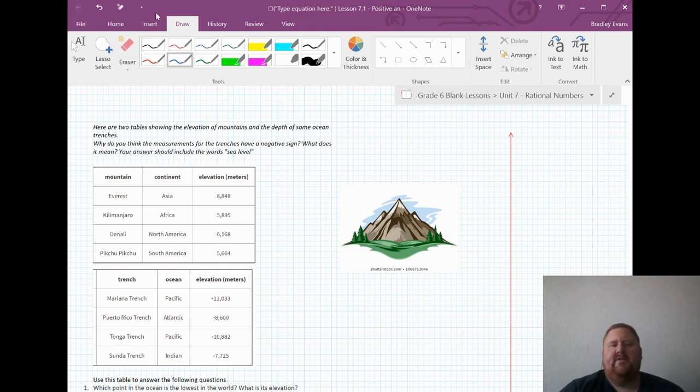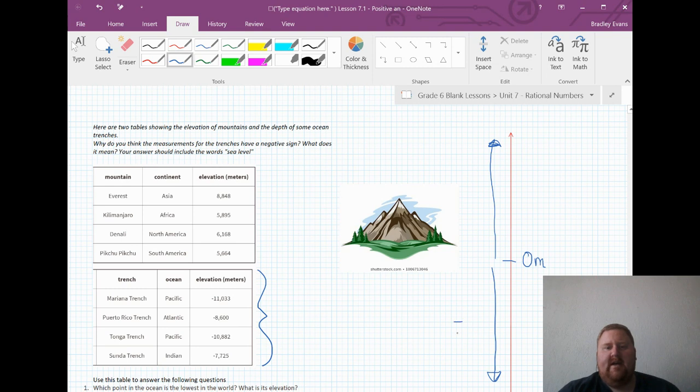Why do you think the measurements for the trenches have a negative sign? What does it mean? So what it means is that these trenches here are below sea level. So if I take my number line here and I mark sea level, notice this one is now in meters. 0 meters is where we're going to be standing if we're at the beach. And anything above 0 meters is tall, and anything below 0 meters or sea level is going to have a negative sign, and it's going to be deep. All right, so the measurements have a negative sign because it means they are below sea level.